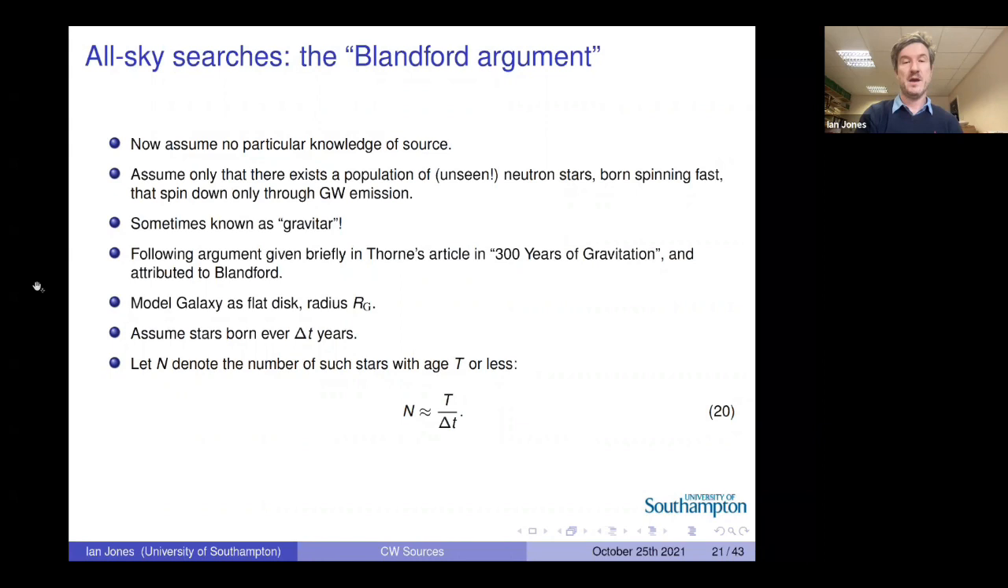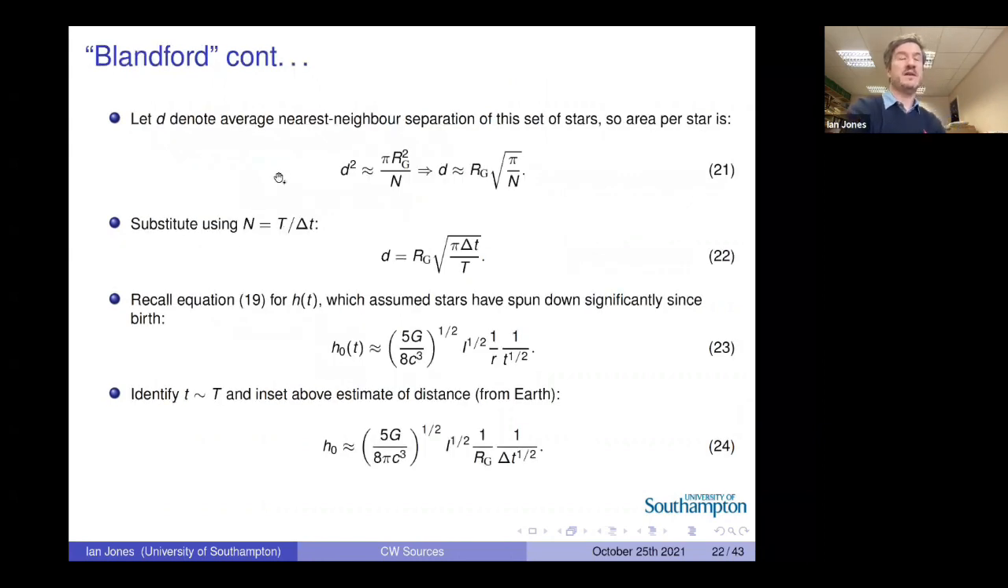It's capturing that idea. What we can then do is imagine spreading these stars out uniformly over our galactic disk. So the distance between these stars, or if you like, the area attributed to each star, d squared, will be the area of our galaxy, pi R_G squared, over n. So we're just dividing the total area of our galactic disk up into n little patches. If we take the square root of that, we've got an estimate of the distance between these n stars. We can then eliminate n in terms of T, so we get equation 22. The way to interpret equation 22 is it's the distance to the nearest star of age T or less. Okay, that's the way to think of this.